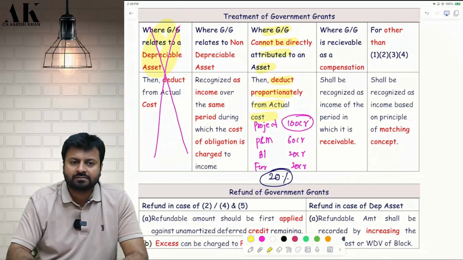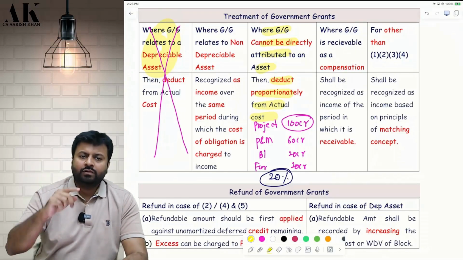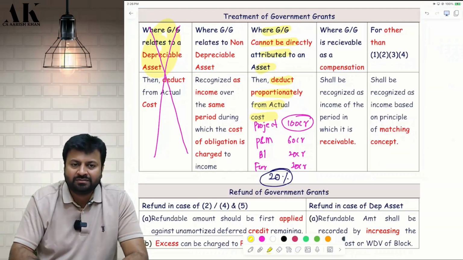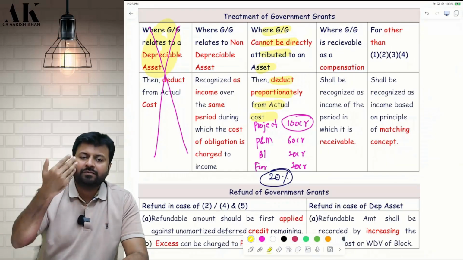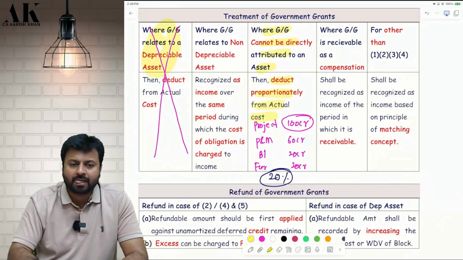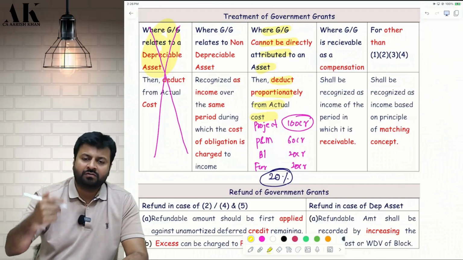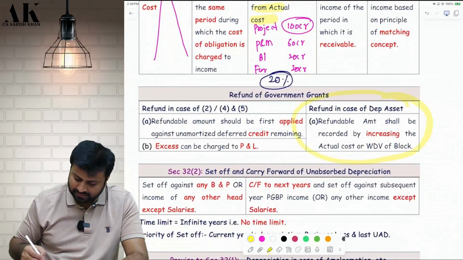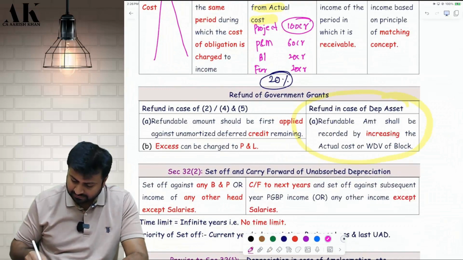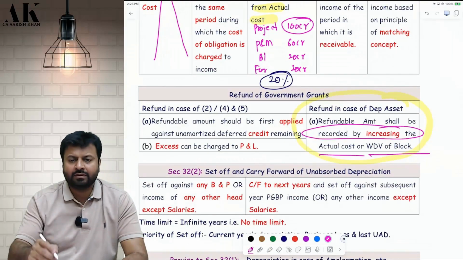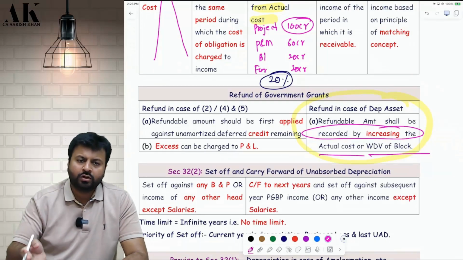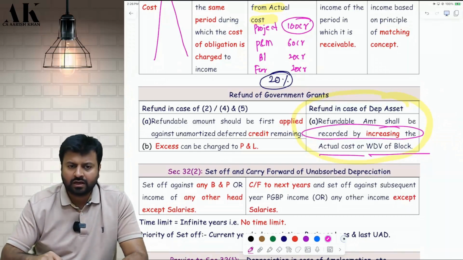Tell me please. Now if you have to refund the government grant, you have to reverse the treatment. How will you reverse the treatment? Please tell me. You have to reverse the treatment now. How will you reverse the treatment? You will add back to the block of asset. Correct? So in case of refund of depreciable asset, you will add back to the block of asset. You will increase the actual cost or WDV of the block. Is it clear, all of you? So you are going to add back to the block of asset. I hope it is clear.